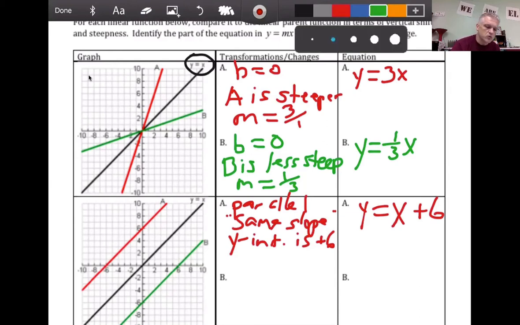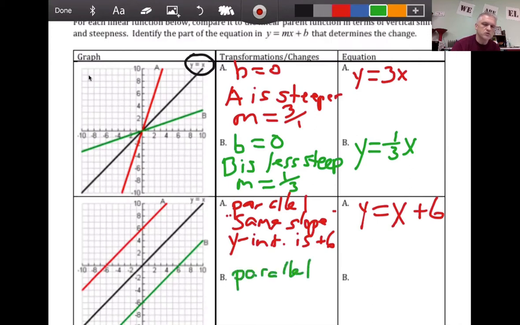Now let's look quickly at the green. The green line, B, is also parallel to the black line, the parent function y equals x. So because it's parallel, we know that equation is also going to have 1 as my m for my slope. Now, this y-intercept is lower than the parent graph's y-intercept of 0. Where does the green line intercept the y-axis? Well, it's at negative 6.